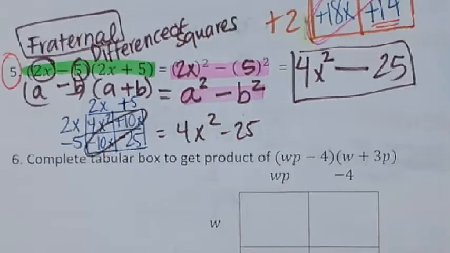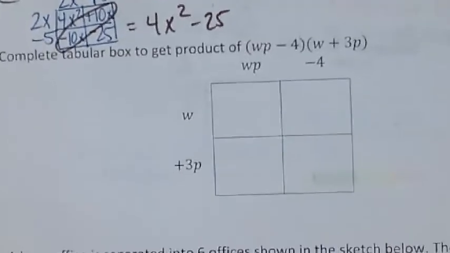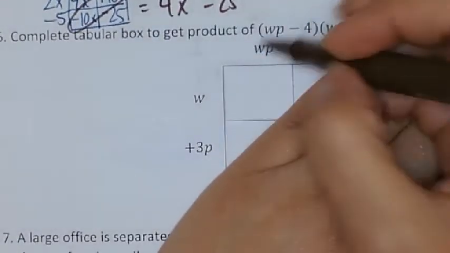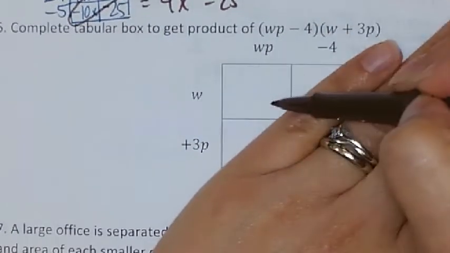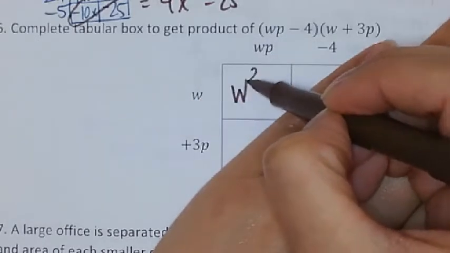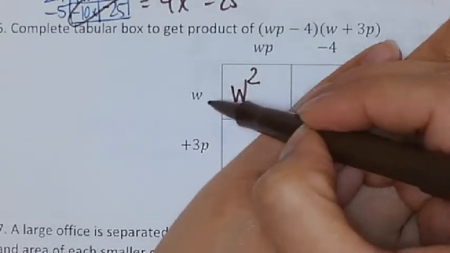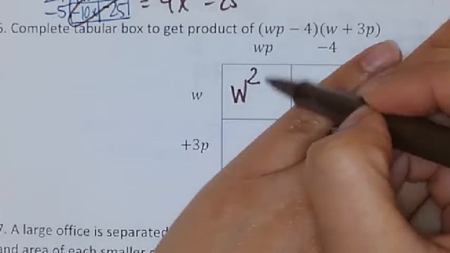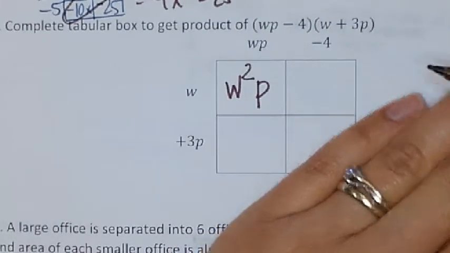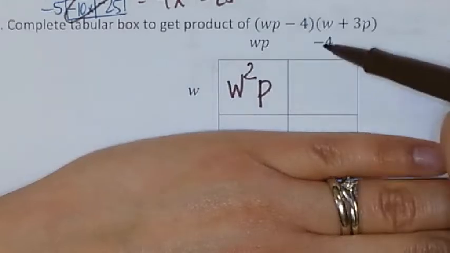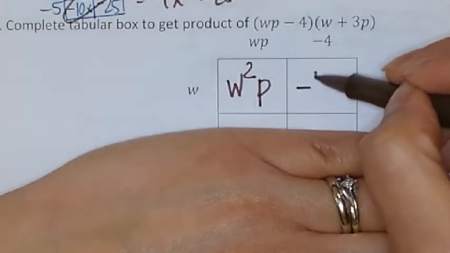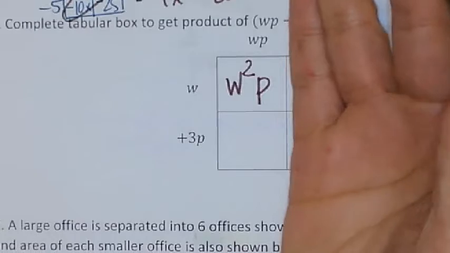Alright, so number 6 and 7 is also tabular multiplication. Okay, when we get this right here, you're going to multiply that times that. W times W would be W squared. And then that's it, P. There's no other P, so P. W times negative 4 goes here. W times negative 4, so that would be negative 4W.